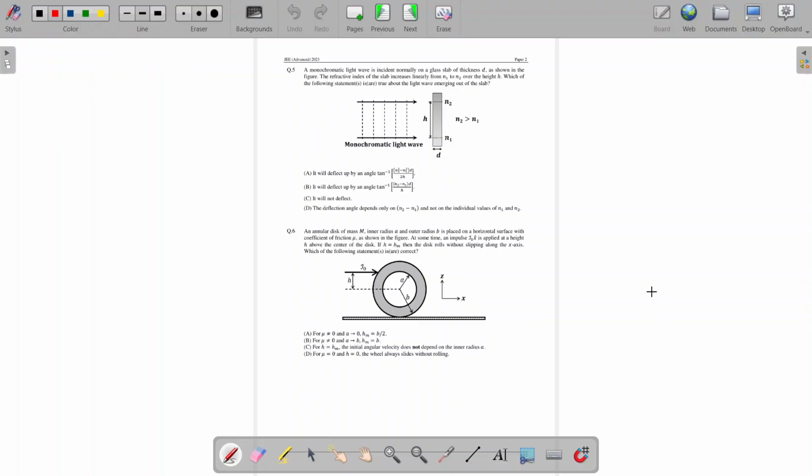This question came in JEE Advanced 2023. We are going to do question number 5. A monochromatic light wave is incident normally on a glass slab of thickness T.